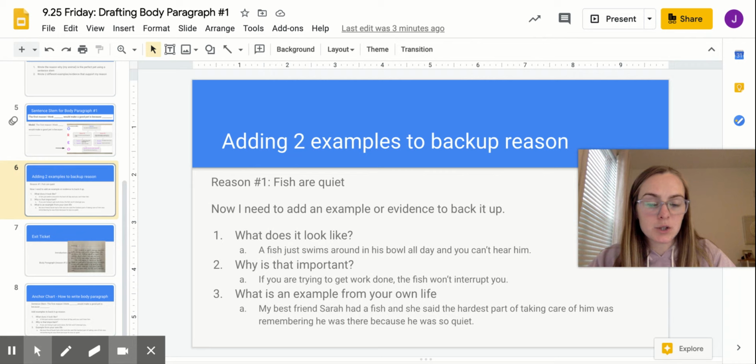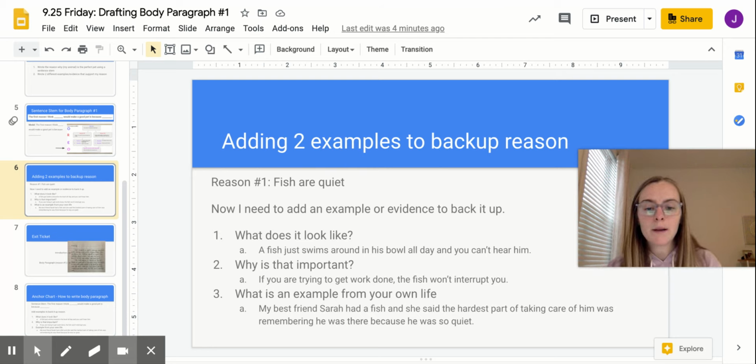Let's move on to question 2. Why is that important? Why is it important that fish are quiet? I'm bringing it back to my reason. Well, it's important that a fish is quiet because they will not interrupt you when you're working. So, an example I could put is if you're trying to get your work done, the fish won't interrupt you. That is another example that I can put in my writing.